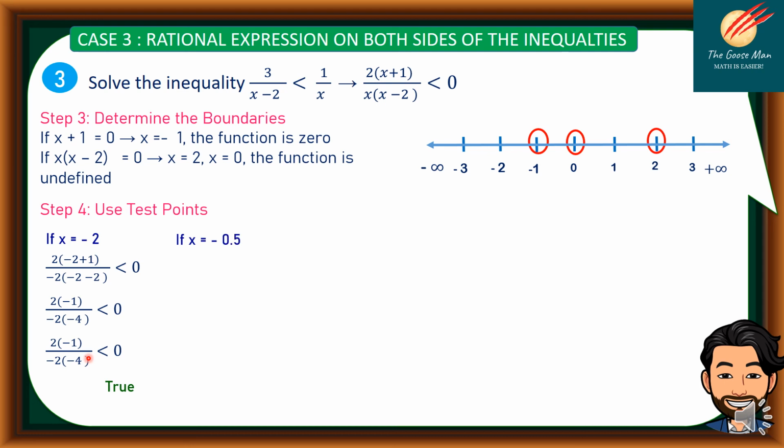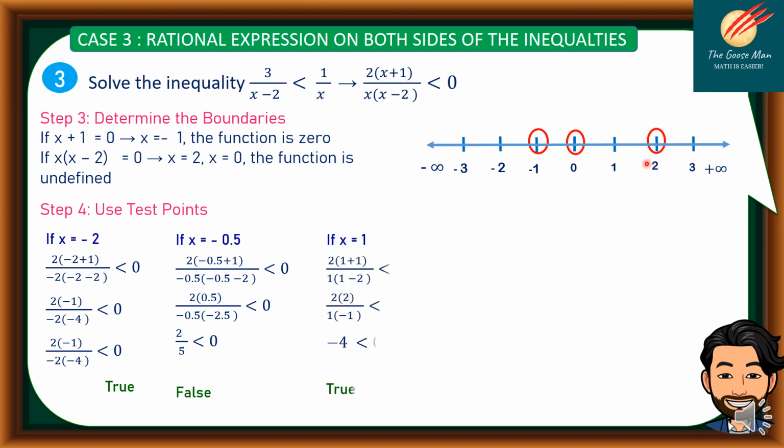On the other hand, if x is, say for instance, negative 0.5, so that is between negative 1 and 0, using this inequality, substitute the value of x equal to negative 0.5. I'll come up with 2 times 0.5 over negative 0.5 times negative 2.5. So therefore, this is 2 fifths is less than 0. And this is actually false. Okay? So again, this is true. This is false. Let's move on to this area now between 0 and positive 2.